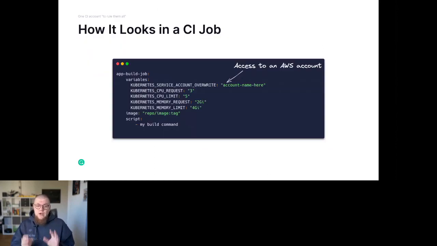But it is way much simpler for users. All they need to do is specify the account name in the CI configuration, and their CI job will be able to access AWS resources in that account. You might notice additional CI job variables in that example. This is how users can set the desired amount of resources per CI job or for the whole pipeline. And that actually leads us to the next part of my talk.